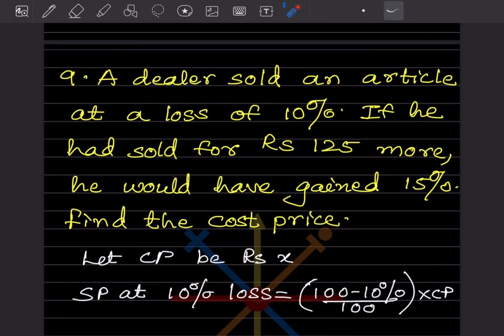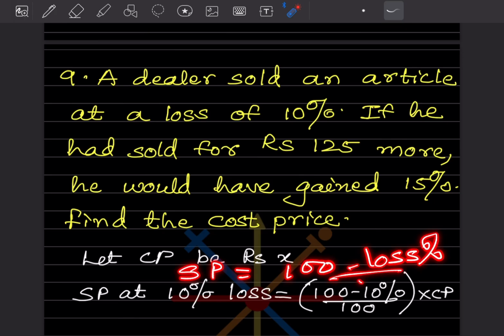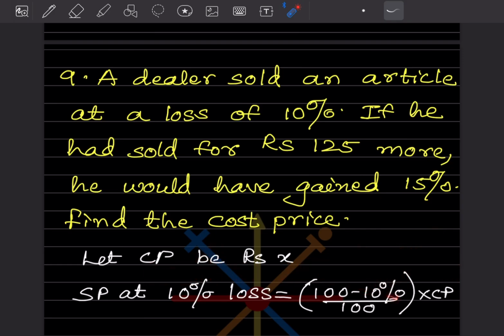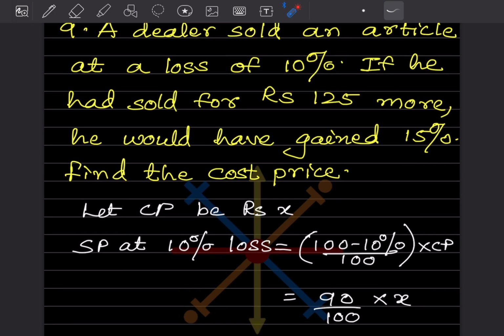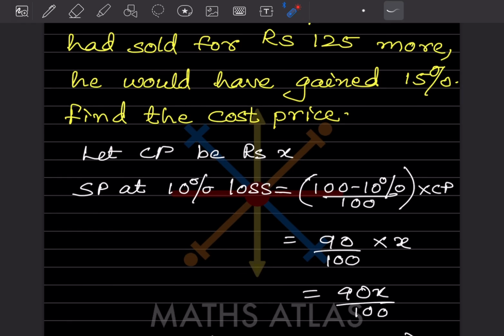A dealer sold an article at a loss of 10%, and if he had sold for rupees 125 more, he would have gained 15%. Find the cost price. So the cost price is x, and the selling price at 10% loss, because the loss is given as 10%. Again, the same formula: selling price is 100 minus loss percentage divided by 100 into CP. So 100 minus 10% divided by 100 into CP. So this is going to be 90 divided by 100, and the cost price we have considered as x. So this is going to be 90x by 100. Let us keep this as it is.